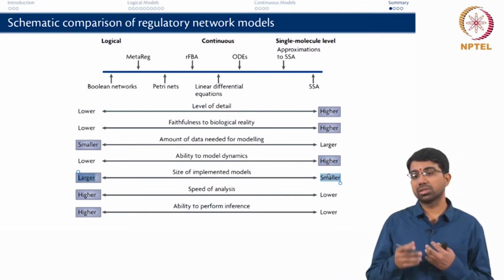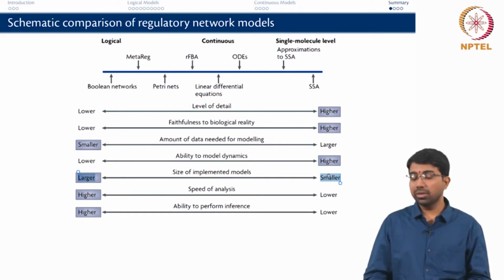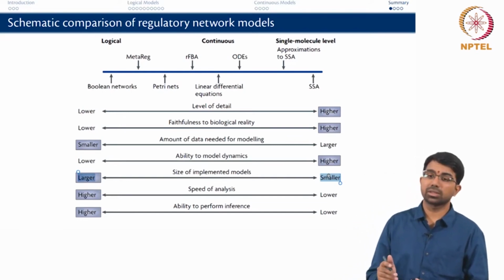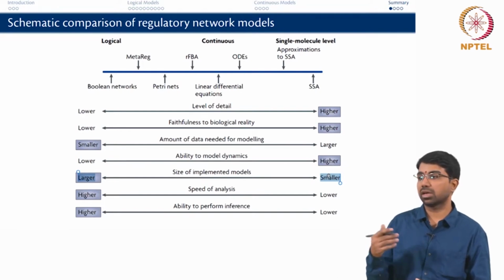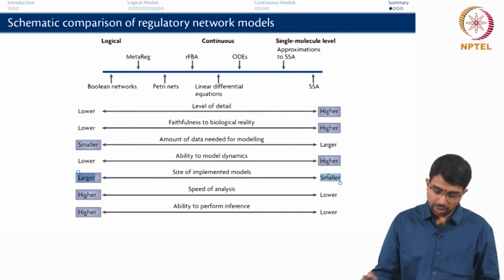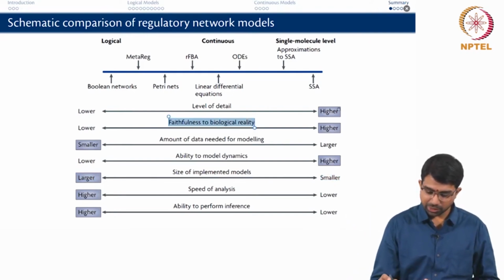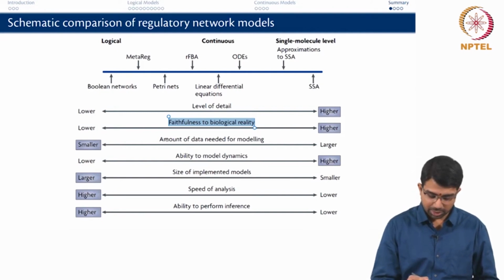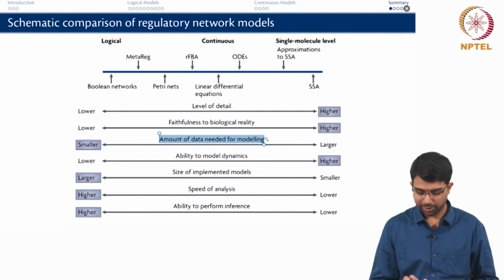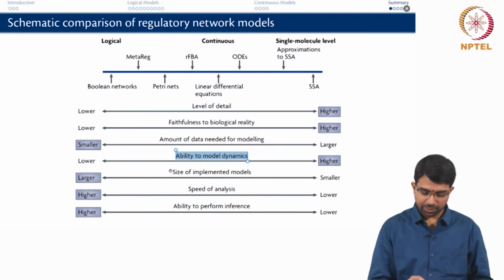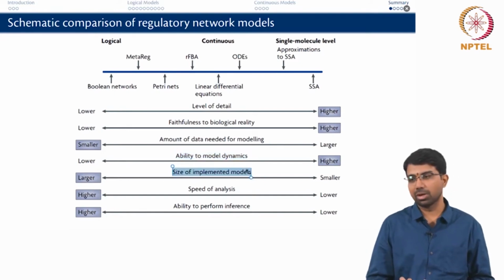So, now I am going to look at concentrations and so on, and we will start looking at distributions of numbers. So, how many polymerases are bound by transcription factors versus unbound and so on and so forth. Okay. So, how faithful are they to biological reality? Obviously, at the level of stochastic models you are very faithful to biological reality, but you need a very large amount of data for modeling, and even though you have a very high ability to model dynamics, you can only implement very small models, right.